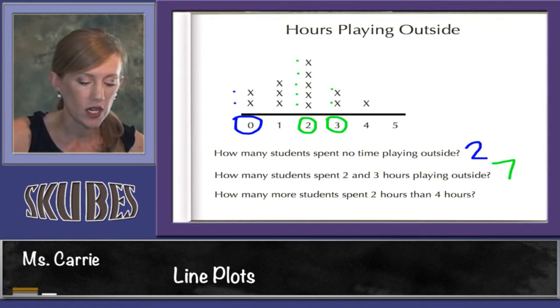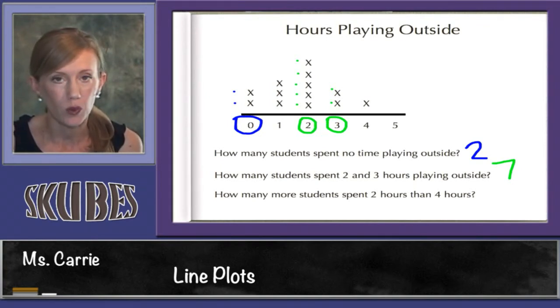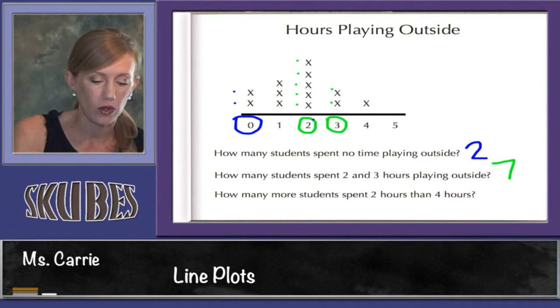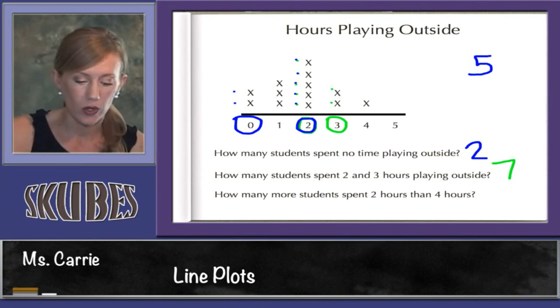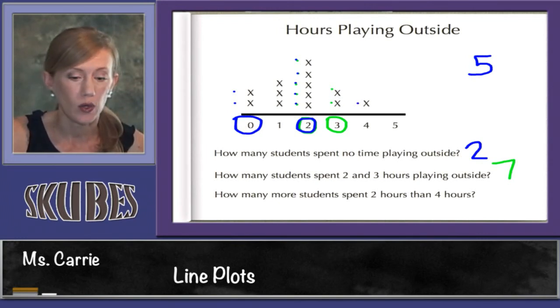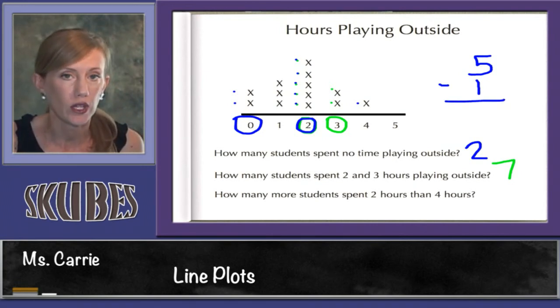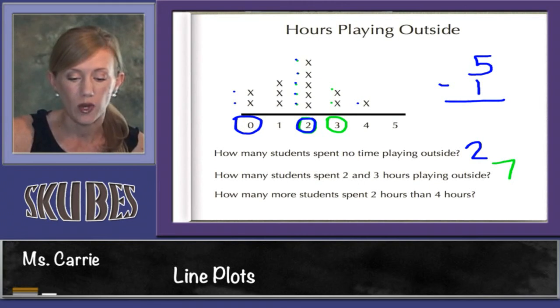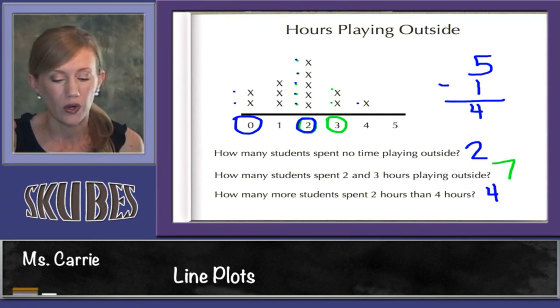Our last question asks, how many more students spent 2 hours than 4 hours? Well, 2 hours was right here. That was 1, 2, 3, 4, 5. I'm going to write 5 here so I don't forget. And 4 hours was right there, only 1. Now, when we solve how many more problems, we always subtract. So 5 minus 1 is 4. Our answer is 4. 4 more students spent 2 hours than 4 hours.